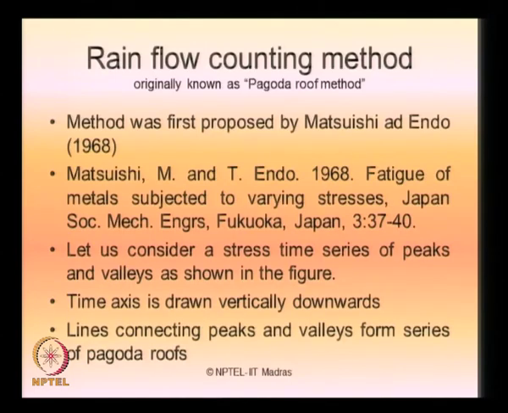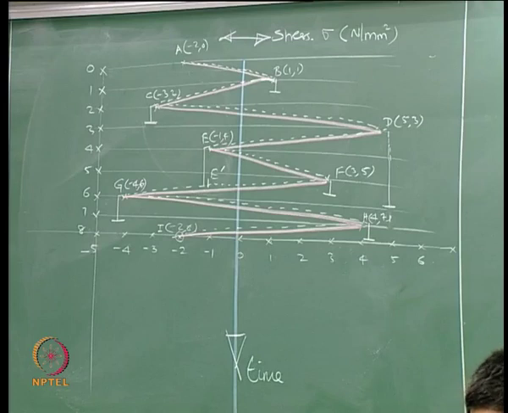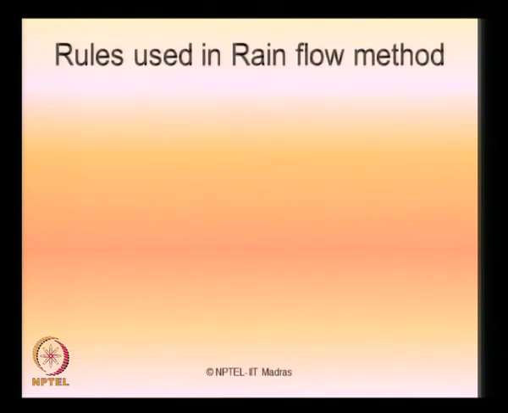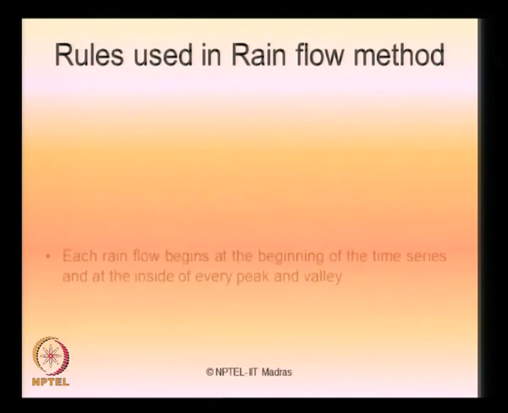Okay. There are some rules which we must follow before we draw the lines connecting the peaks and valleys. The time axis is drawn vertically downwards, as you see from this figure here. Then the lines connecting the peaks and valleys form series of pagoda roofs. Let us quickly see how we drew these series of lines in dotted.